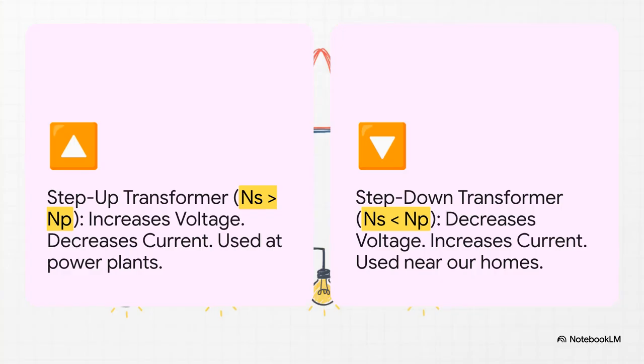And they come in two flavors. First, you have the step-up transformer. It has more turns of wire in its second coil than its first. And as the name says, it steps up the voltage. They use these at the power plants for long-distance travel. Then, near our homes, we have the step-down transformer. It has fewer turns in the second coil, and it steps the voltage way down to a safe level for our appliances. The rule is just so simple. More turns, more voltage. Less turns, less voltage.